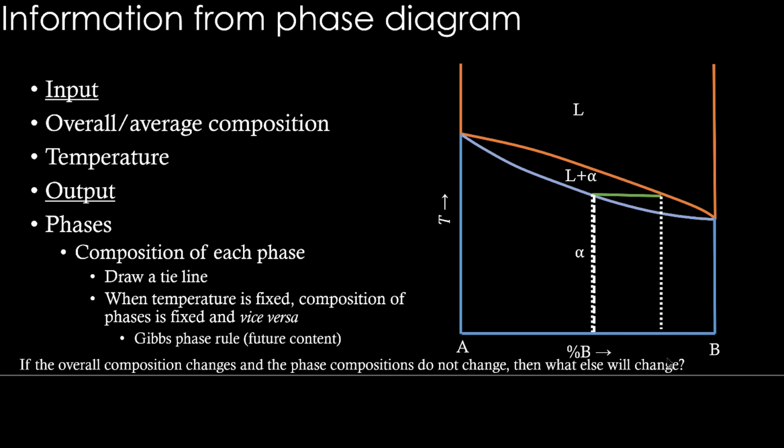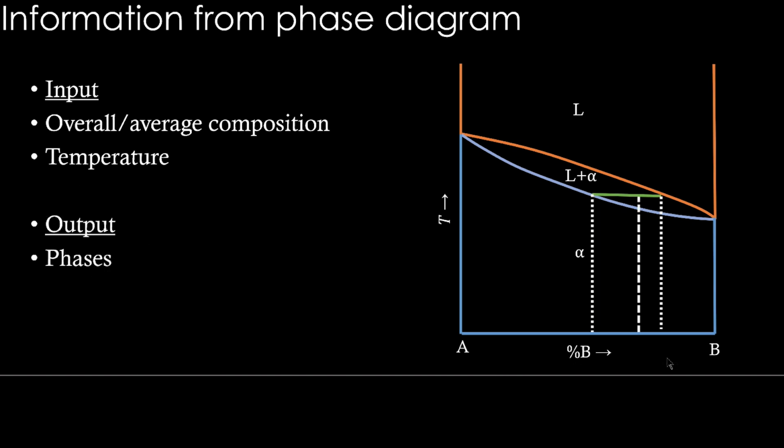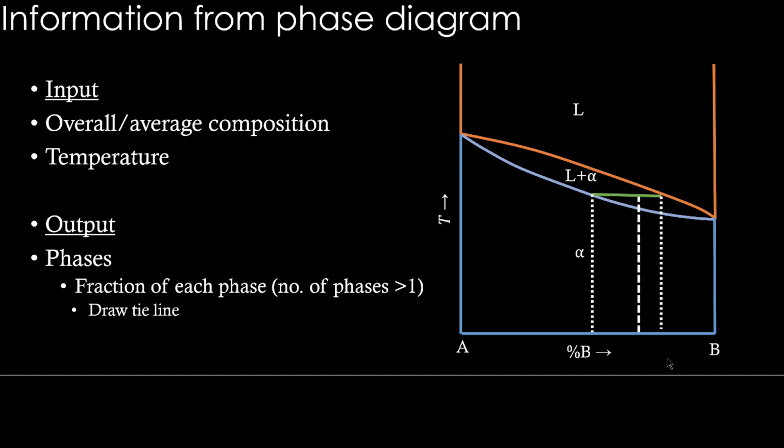What will change is the phase fraction. So let's see how to calculate phase fraction. Again, when number of phases are more than 1, we can calculate the phase fractions. We have to draw the tie line. The entire setup remains like this. But then we have to apply something called a lever rule. Let's see how to apply that.